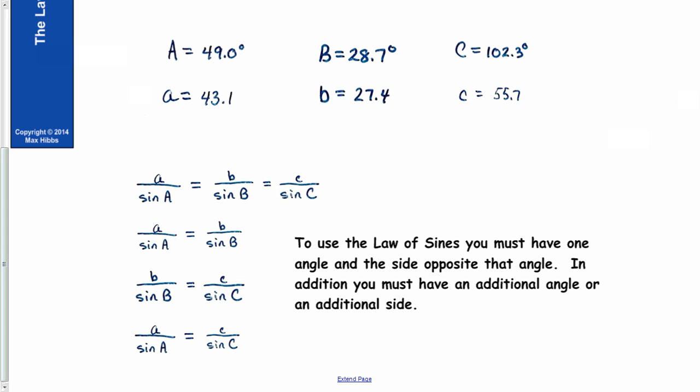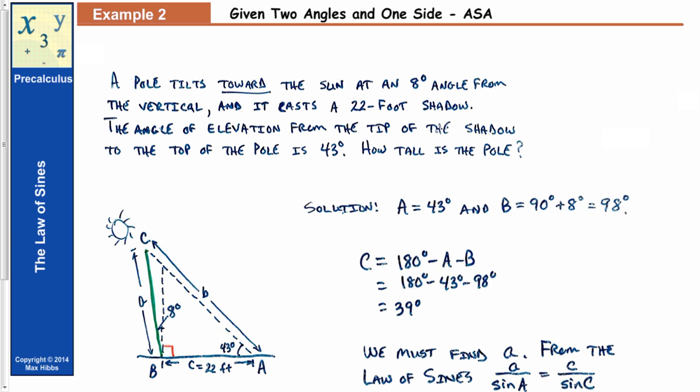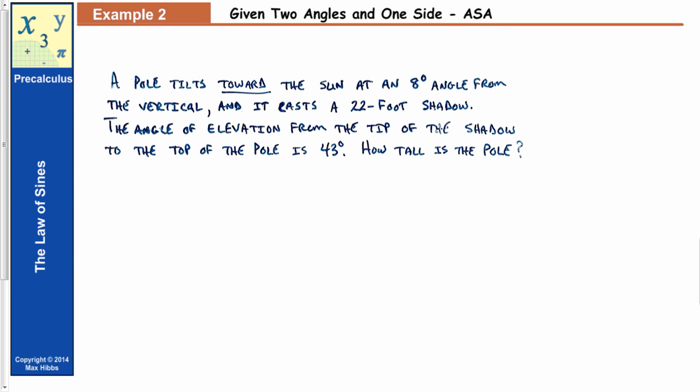Well, let's move along to the next problem. I've given away too much information again, so let me hide some of this. Okay, in this problem, we have a pole that tilts toward the sun at an 8-degree angle from the vertical, and it casts a 22-foot shadow. The angle of elevation from the tip of the shadow to the top of the pole is 43 degrees. How tall is the pole?